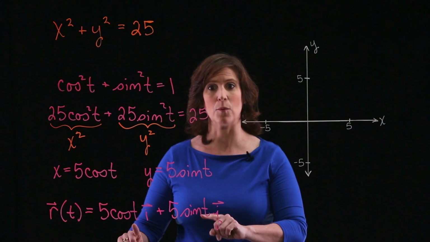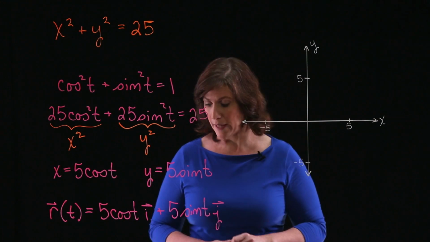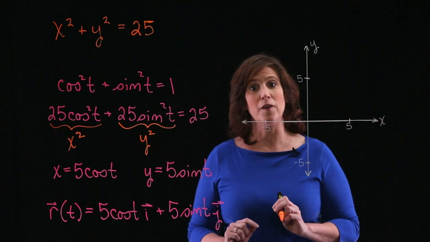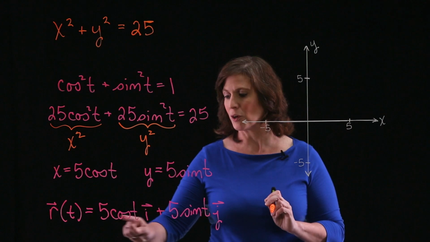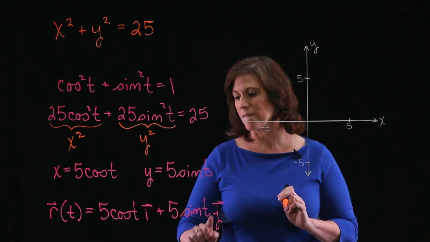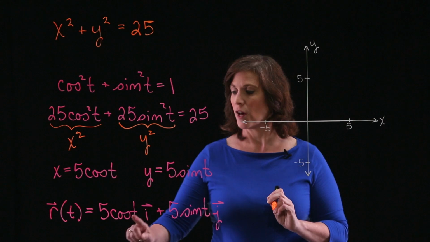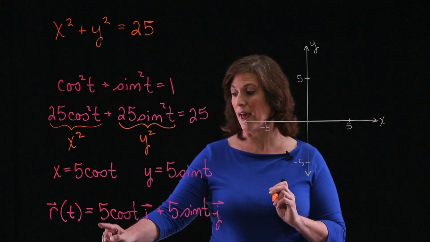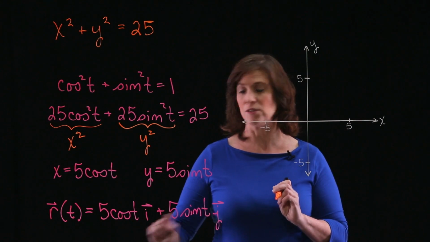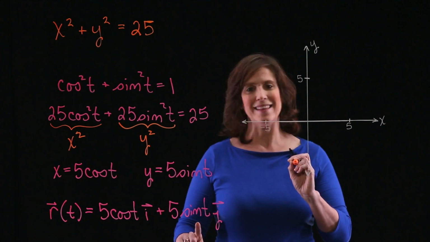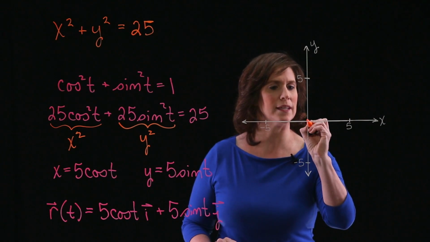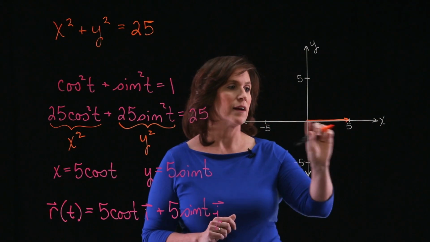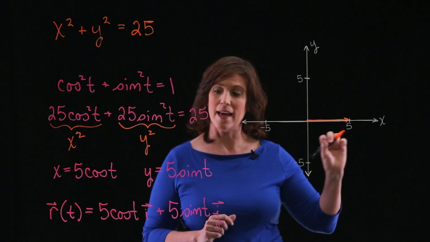Now let's go ahead and take a look at what this looks like on my Cartesian plane. If I look at this vector-valued function, remember the tip, or terminal point, of my vector will trace the curve. So let's start out with t equals 0. The cosine of 0 is 1, and 5 times 1 is 5. So I'm going to have 5i, and the sine of 0 is 0. So that's going to give me a vector of length 5 right along the x-axis.